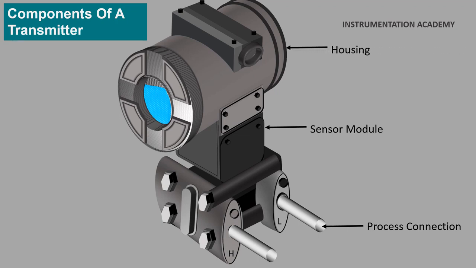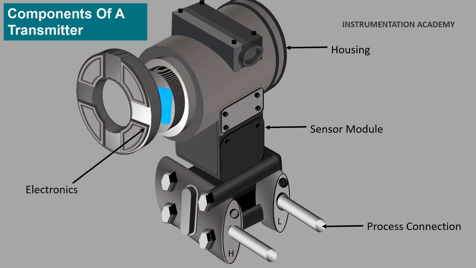Housing. The housing is what protects the electronics of a pressure transmitter. Housings can come in various materials depending on the application. The transmitter housing can be intrinsically safe and explosion proof to protect the electronics from hazardous environments. It also provides terminations for communication wiring in the field.